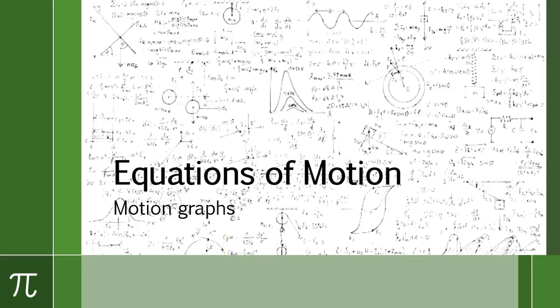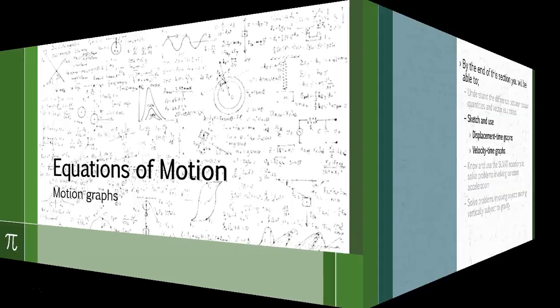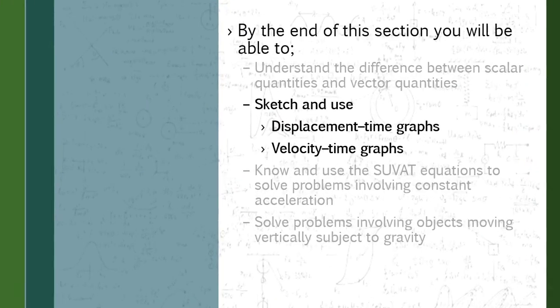Hi and welcome to our second in our series of PowerPoints on equations of motion. In the last video we went through the difference between scalar and vector quantities. In this one we're going to be looking at the two types of graph you're going to need to be able to know, use, interpret and solve problems with, which is displacement time graphs and velocity time graphs. So here we go.